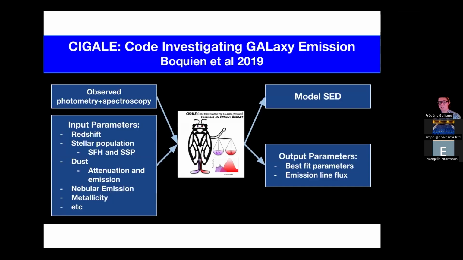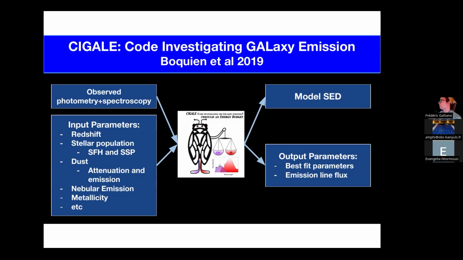In order to characterize these galaxies, we used the powerful SED modeling code called CIGALE, or the Code Investigating GALaxy Emission. To use this code, you take observed photometry and/or spectroscopy, like that from Spitzer and Herschel, and supply input parameters like redshift, stellar population, including the star formation history and the single stellar population characteristics, dust characteristics like the amount of attenuation and emission, and nebular emission characteristics, as well as metallicity and a number of other parameters. After plugging in the observations and these input parameters, CIGALE will find the best fit for those parameters between what we supply and the observations.